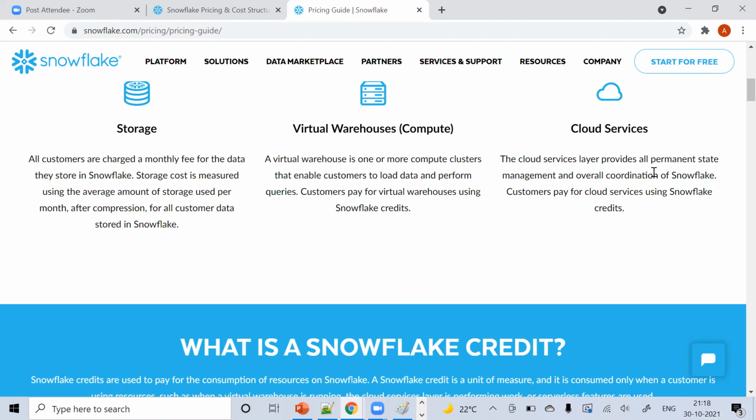Okay, then you have your cloud services. Cloud services layer provides all permanent state management and overall coordination of Snowflake. Customers pay for cloud services using Snowflake credits. For this also, it is Snowflake credits only.